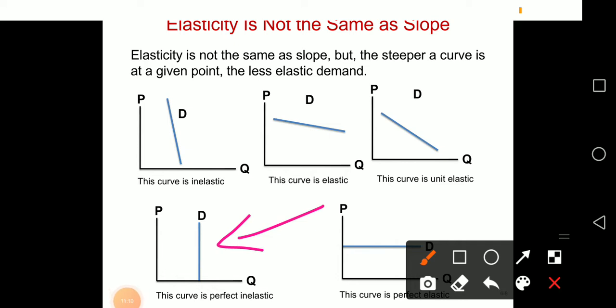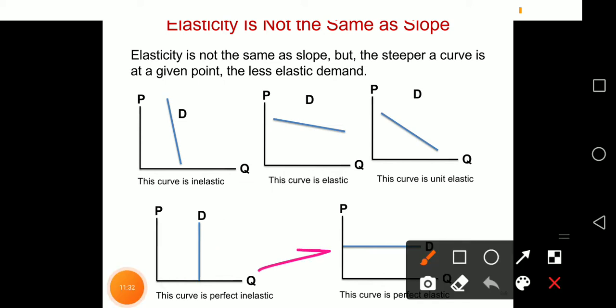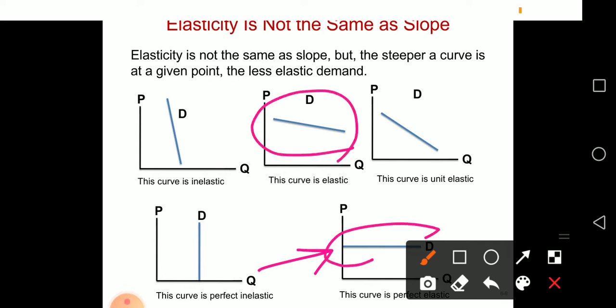This curve is what? Perfectly inelastic. This means what? Can you see the difference between this and this? This one is steeper, so this is more inelastic, perfectly inelastic. What about this one? Let's see this one. This curve is perfectly elastic. Can you see the difference between this one and this one? Okay.